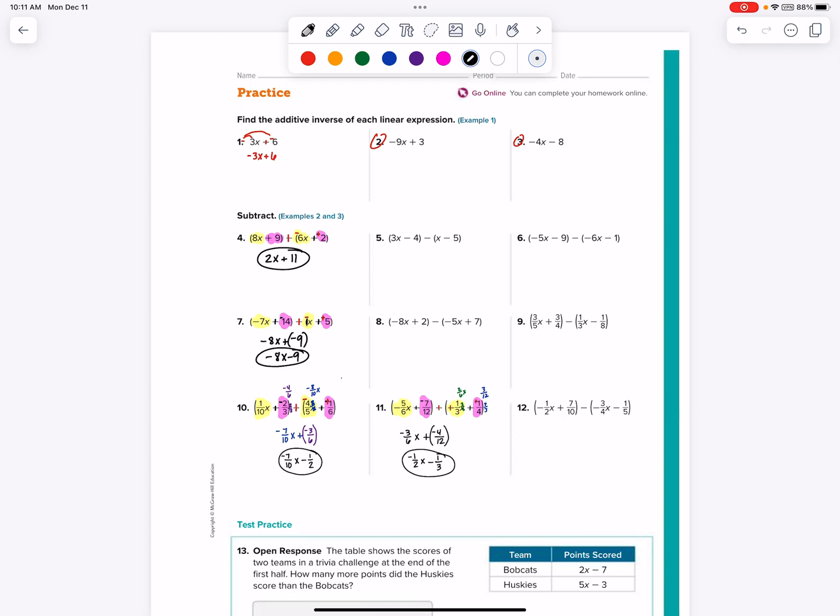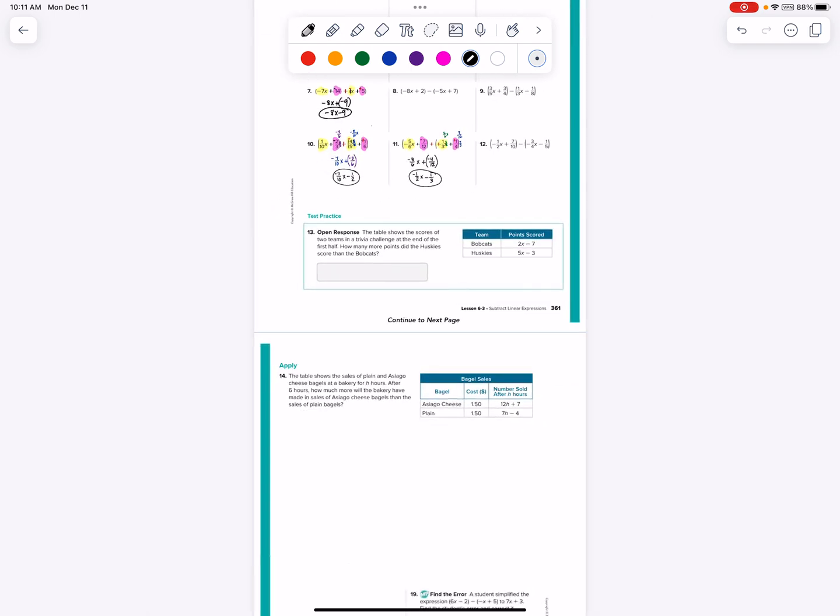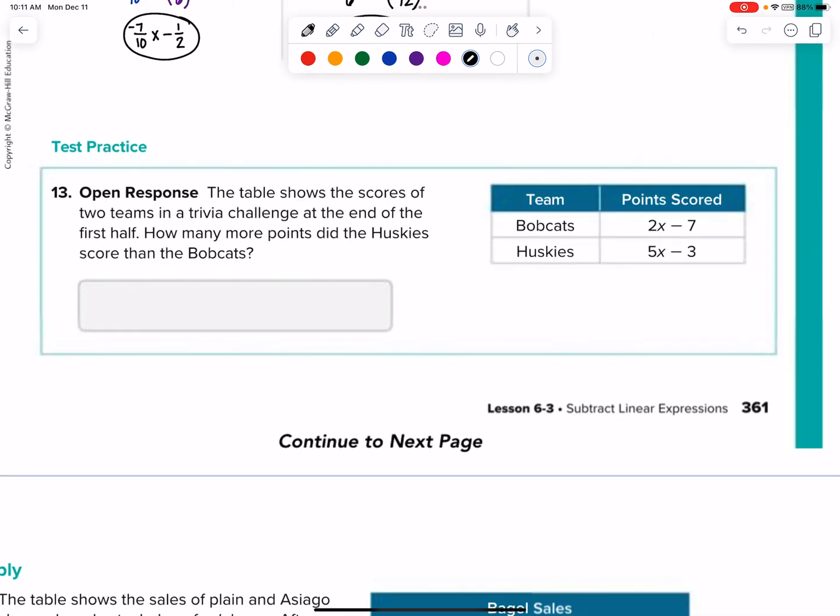So go ahead and take care of 5, 6, 8, 9, 12. And then let's look at number 13. For 13, we have the table shows the scores of 2 teams in a trivia challenge at the end of the first half. How many more points? How many more means subtract Huskies than Bobcats. So I'm going to be doing Huskies minus Bobcats. That's the order that they're saying because we know Huskies scored more points. So I'm going to rewrite this as 5x minus 3, that quantity, minus 2x minus 7. And there's the problem that we're actually solving.